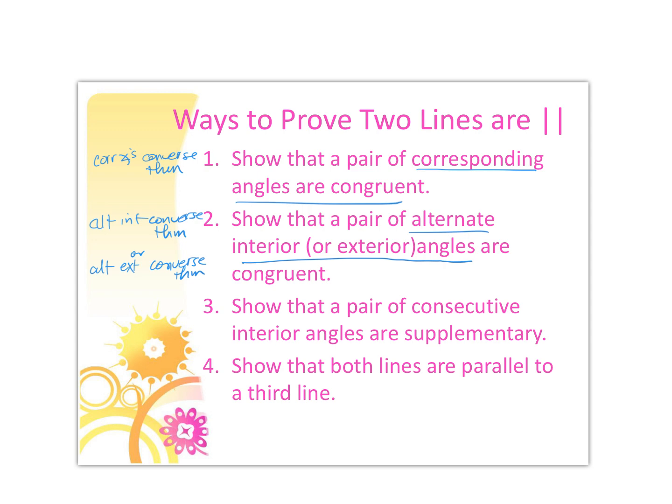Number 3, I can show that a pair of consecutive interior angles are supplementary. Again, these are my same side interiors. So this is my consecutive angle converse theorem. And the last one, I can show that both lines happen to be parallel to a third line. This is actually the transitive property of parallel lines.